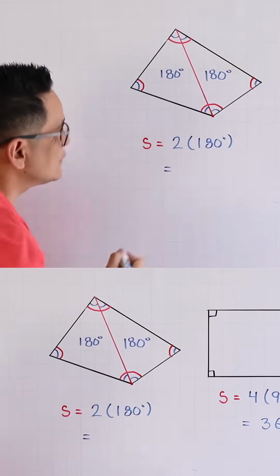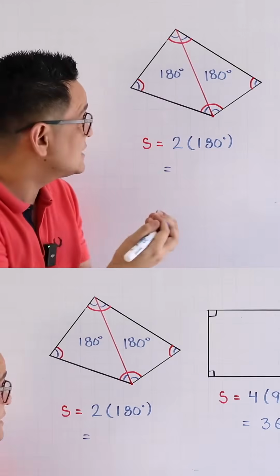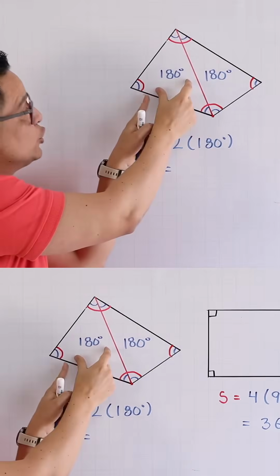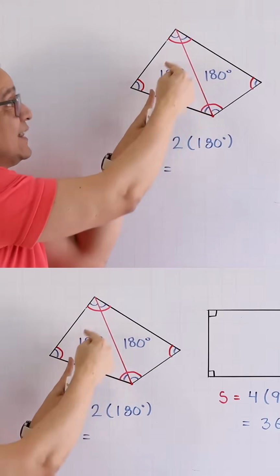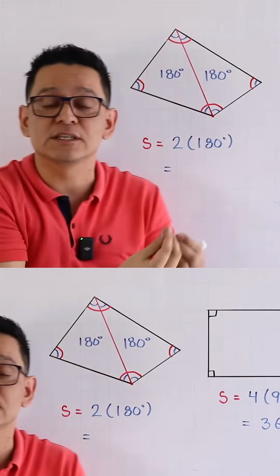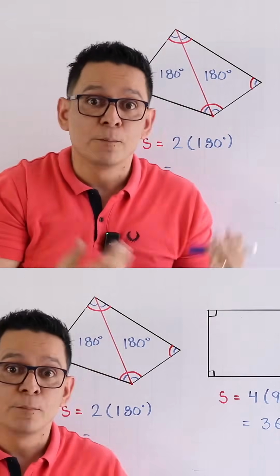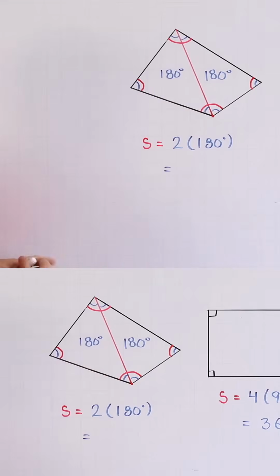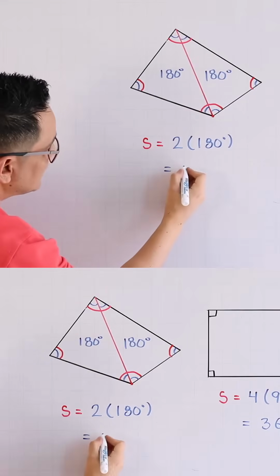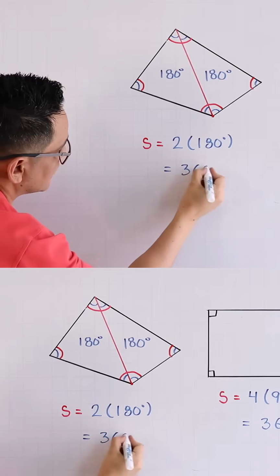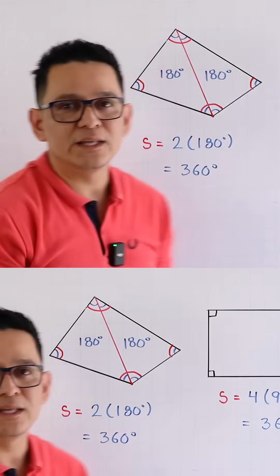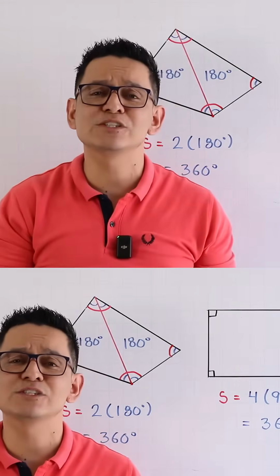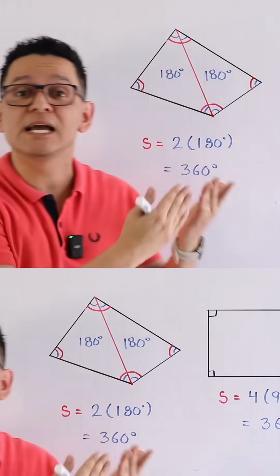So basically, I can just see it as really just 2 triangles. And so, since in each triangle the sum of the interior angles is 180 degrees, then in this quadrilateral I will have 2 times 180. And 2 times 180 gives me a total of 360 degrees. As you can see, it's going to give me 360 degrees regardless of the quadrilateral shape, as shown here in color.